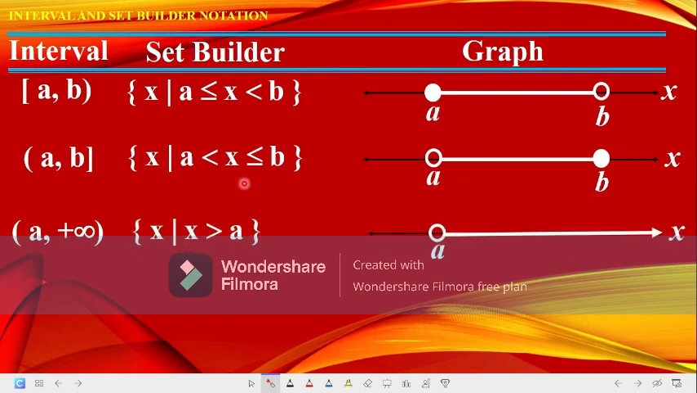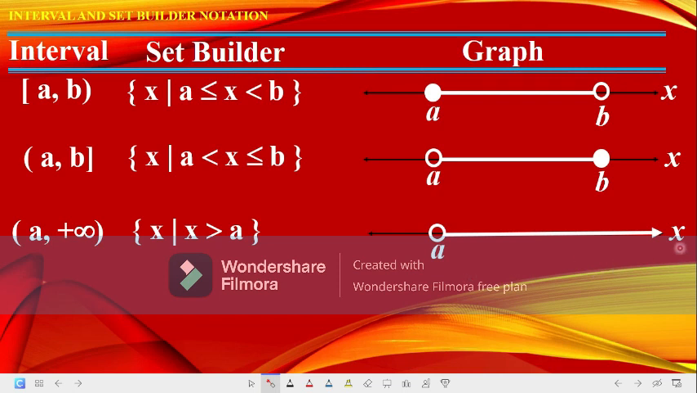How about this one? Now, as you can see, there's no B anymore. There's no integer B anymore. We're dealing with one integer. We have only A, but it has an open circle. So how are we going to write or express the solution set with this graph?